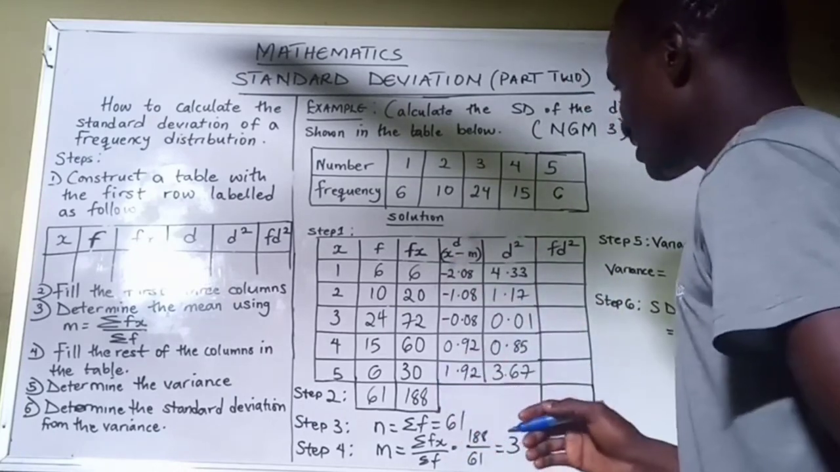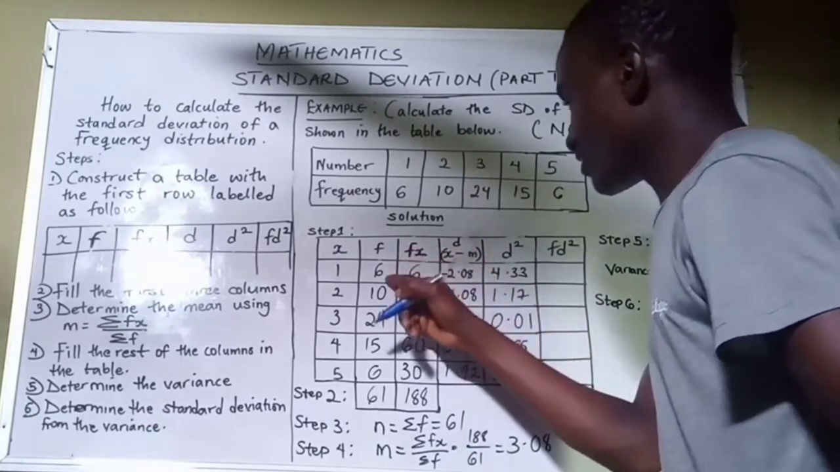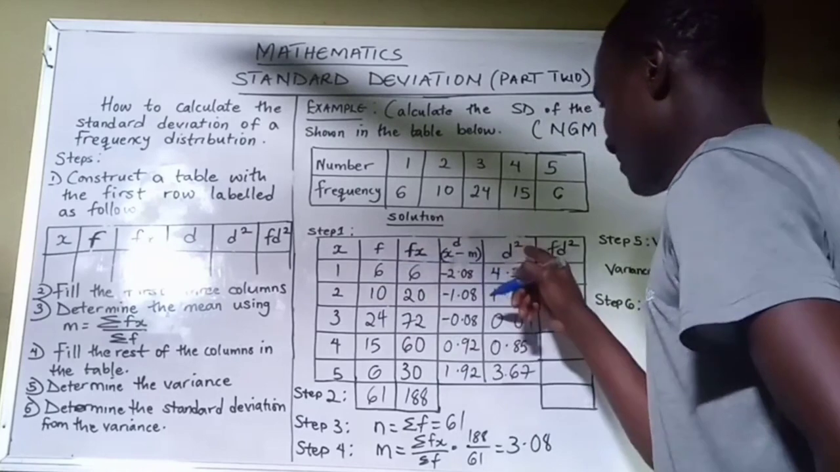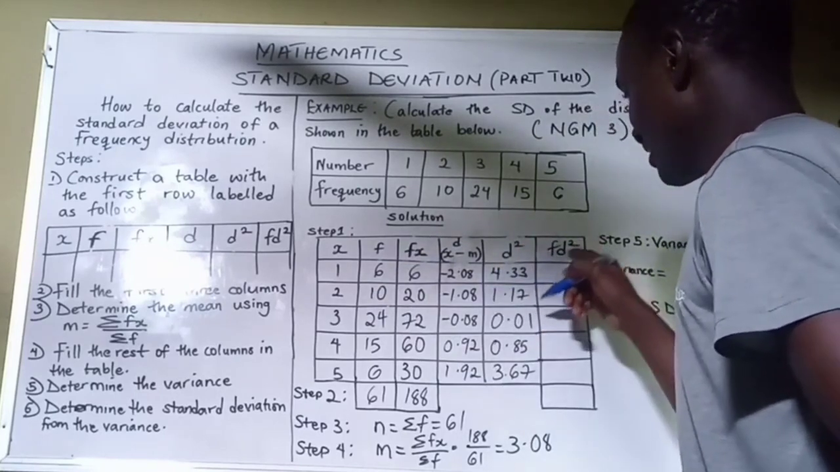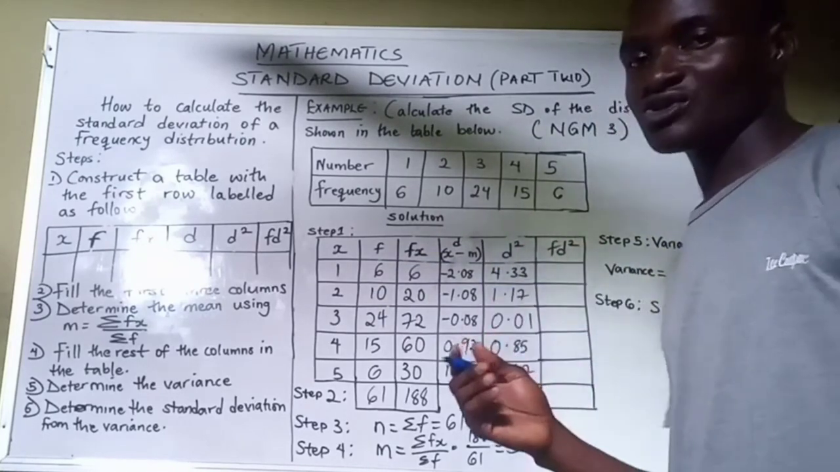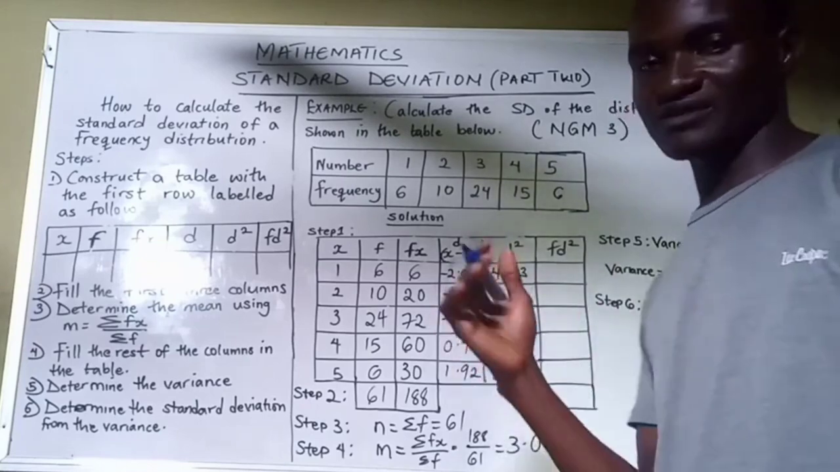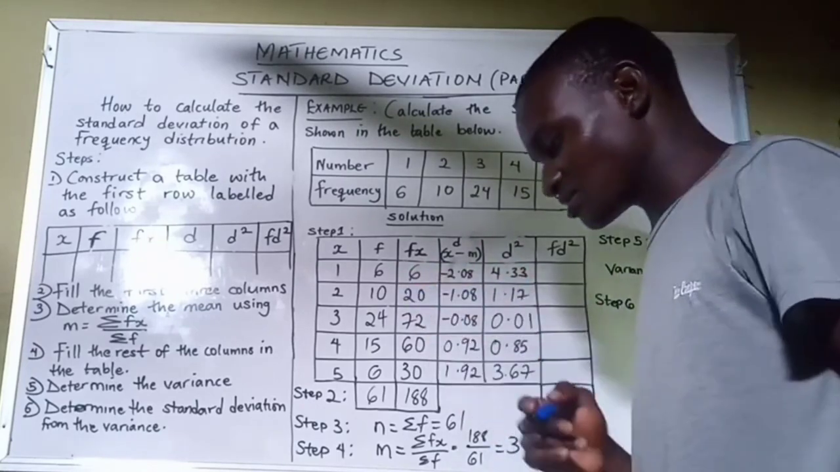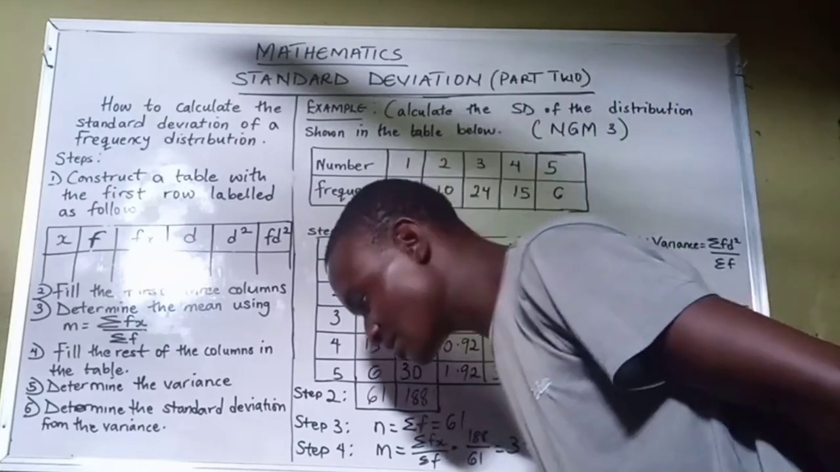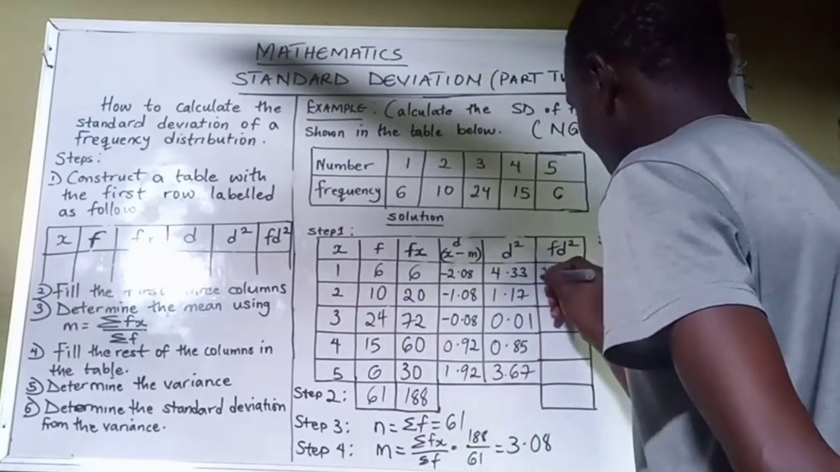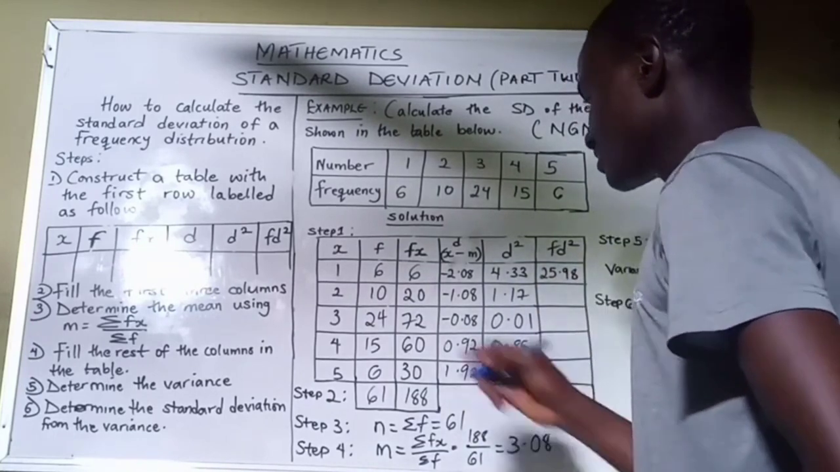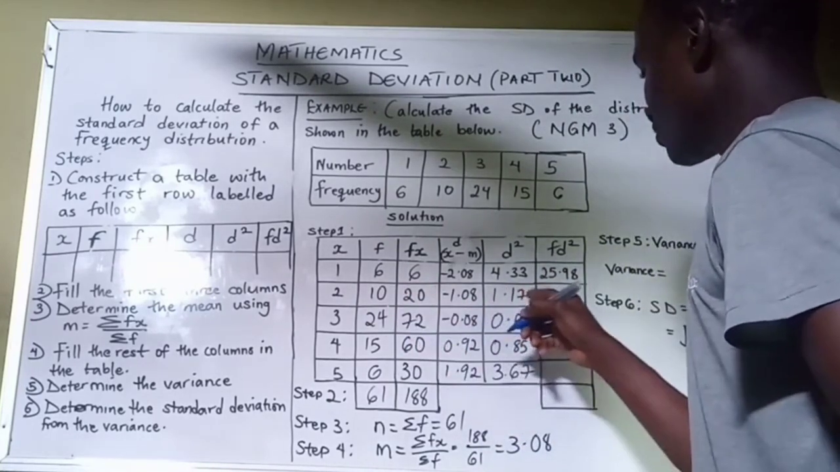Then finally, we need to do the frequency multiplied by the d squared. The f multiplied by the d squared will give us the f d squared. Take note, this is done to 2 decimal places. Good. Now, what is 6 times 4.33? This will give us 25.98. What is 10 times 1.17? This will give us 11.70.